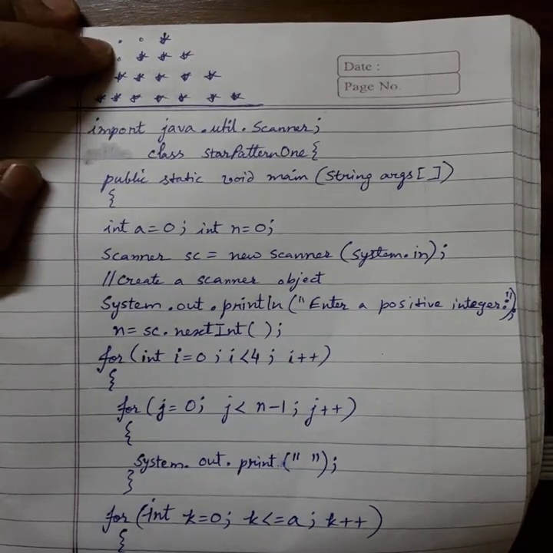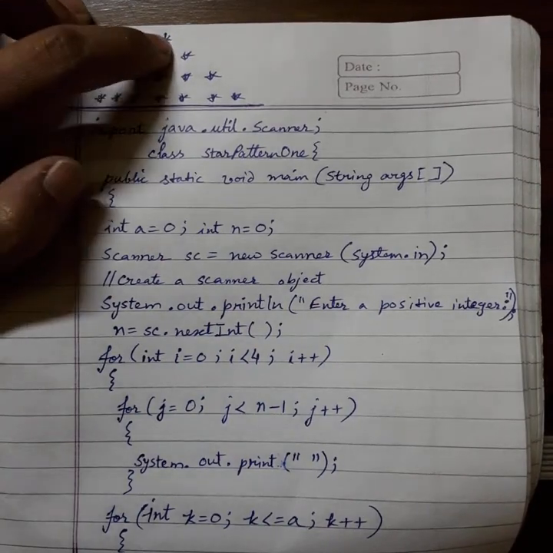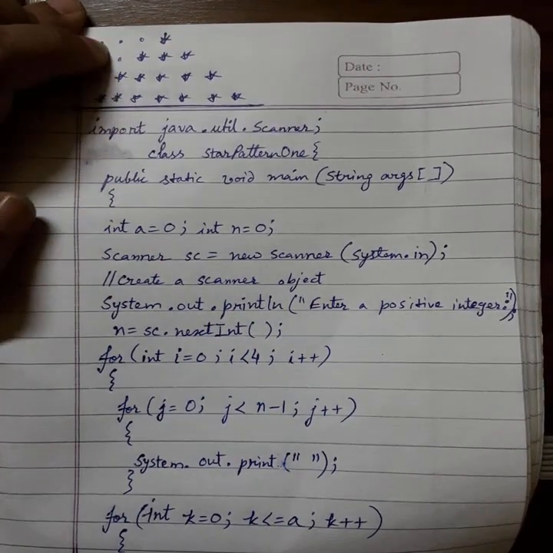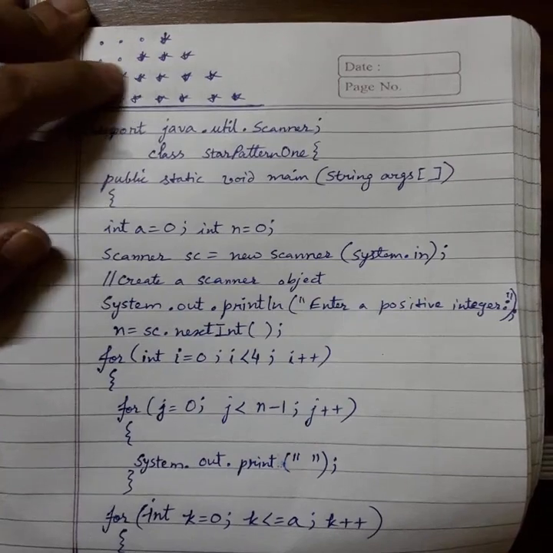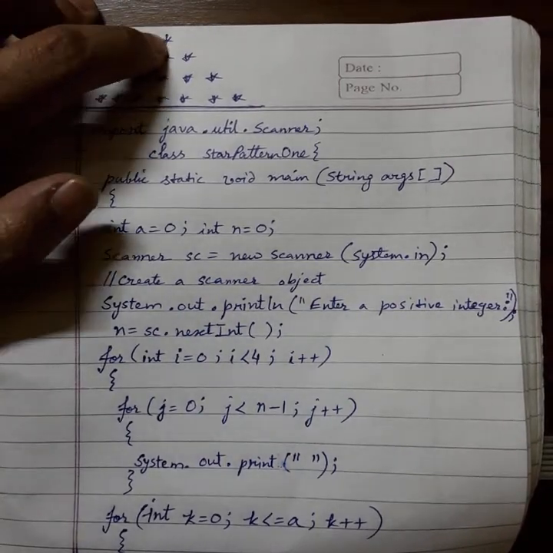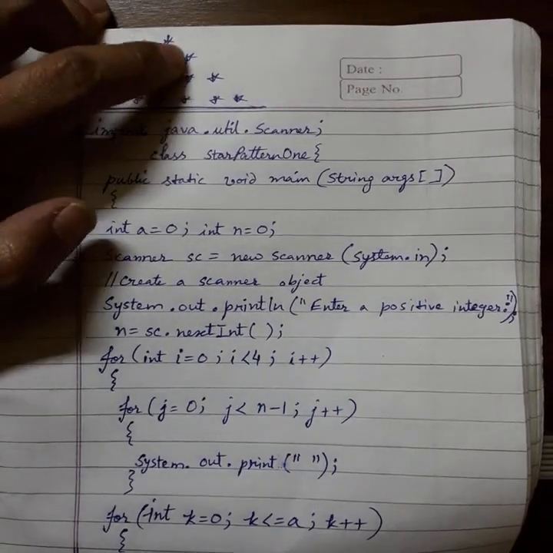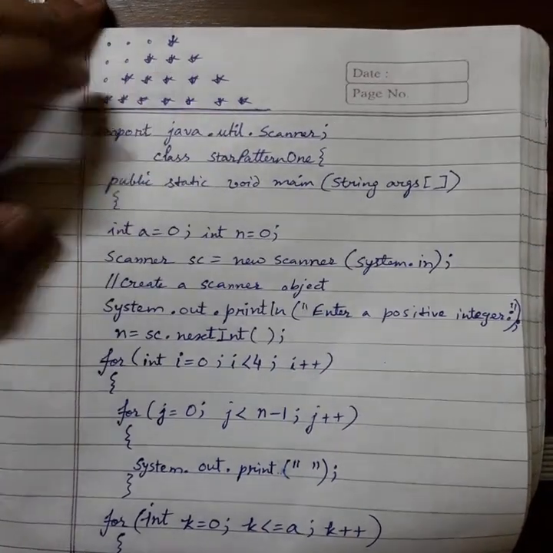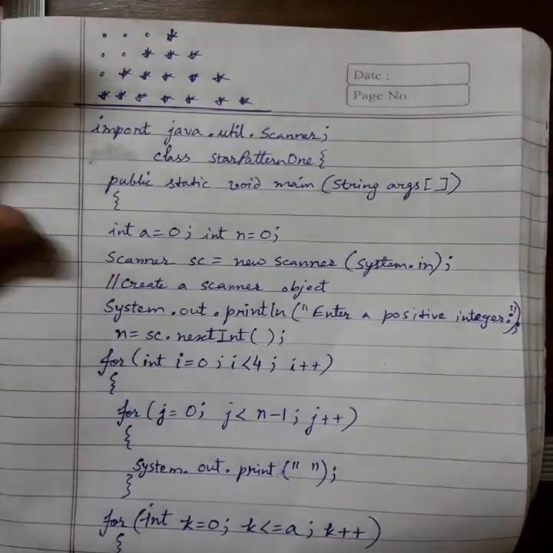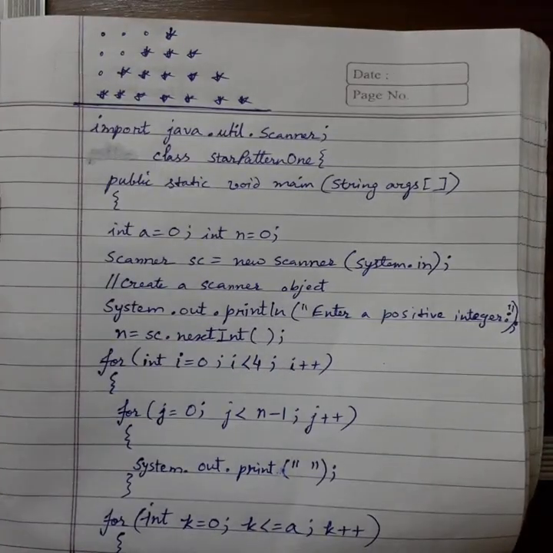So every line contains a number of spaces and a number of stars, right? Here there are 3 spaces, 1 star, then 2 spaces, 3 stars, then 1 space, 5 stars, then 0 spaces, 7 stars. So there is a particular pattern. So how do we write the code?